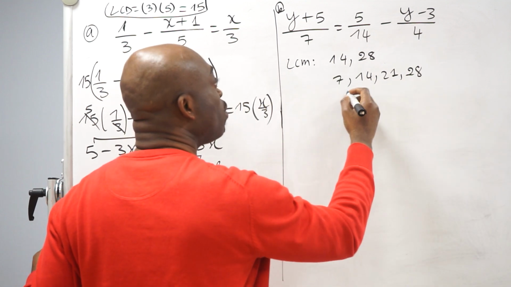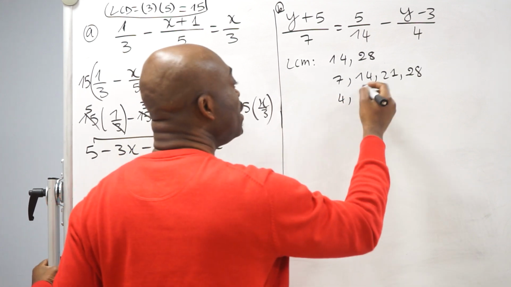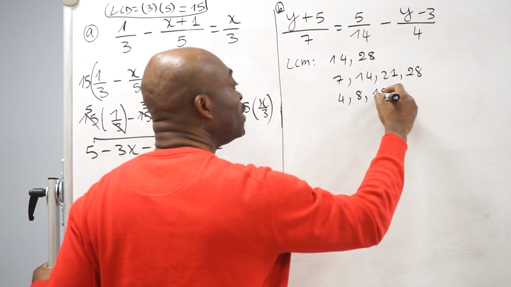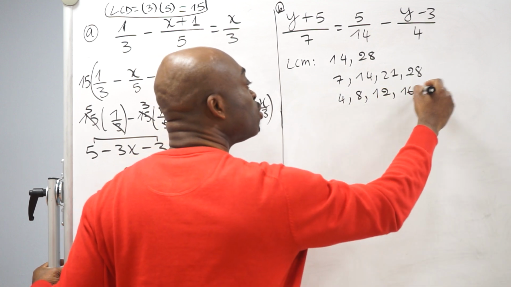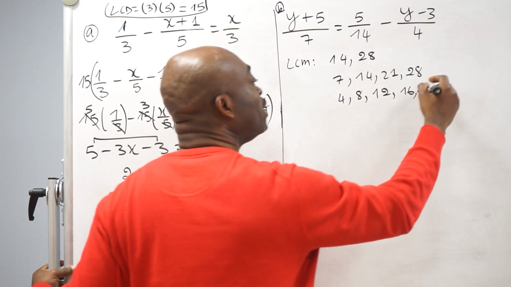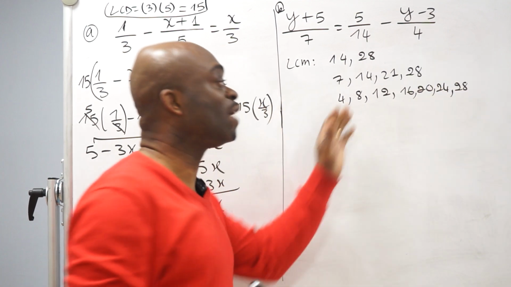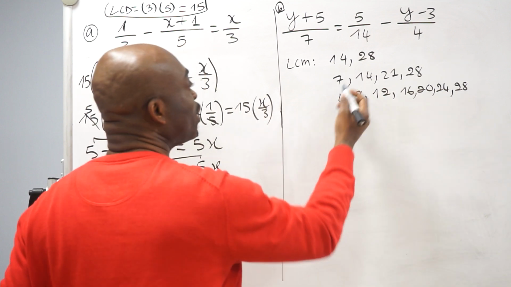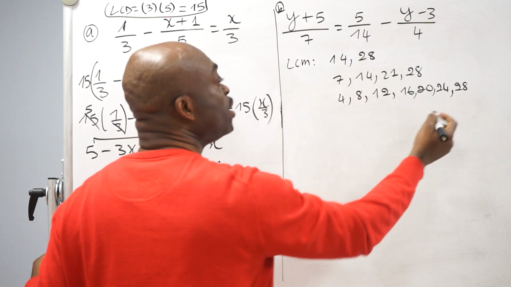Now, for 4, the next multiple is going to be 8, and then the next one, 12. The next one, 16. The next one, 20. The next one, 24. The next one, 28. So it's like you're adding 4 to each of these numbers. All right? And for this one, you're adding 7 to these numbers. And for this one, you're adding 14 to them.